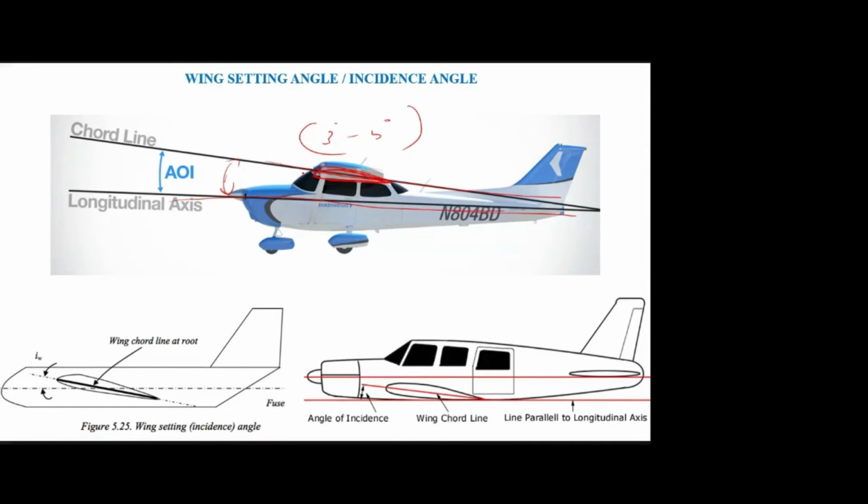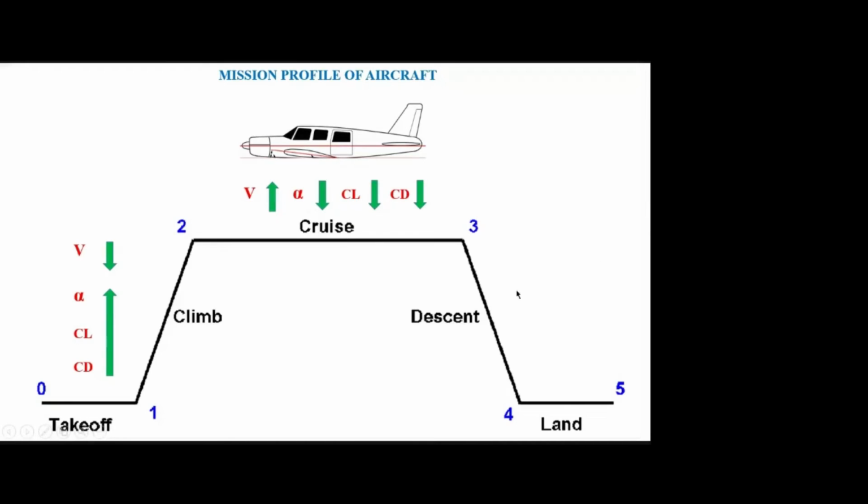The reason is, in the cruising stage, the aircraft will be in the steady level condition, and if you attach the wing at 0 degree angle of attack, it will not produce enough lift. So while manufacturing, they give some small angle which varies from 3 to 6 degree, so that even though the aircraft is at steady level condition, there is some small angle sufficient to produce the CL and lift. Is that clear? Wing setting angle.